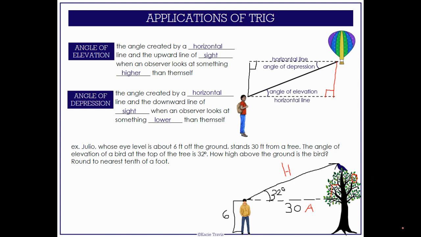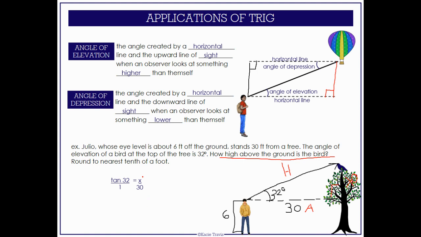Let's look at the first thing. We want to figure out our trig function. We are going to be using the tangent because we have a length that we are looking for. How high above the ground is the bird? That's the length of this whole tree here. So that means that our opposite side is x. We got x over 30 equals the tangent of 32.